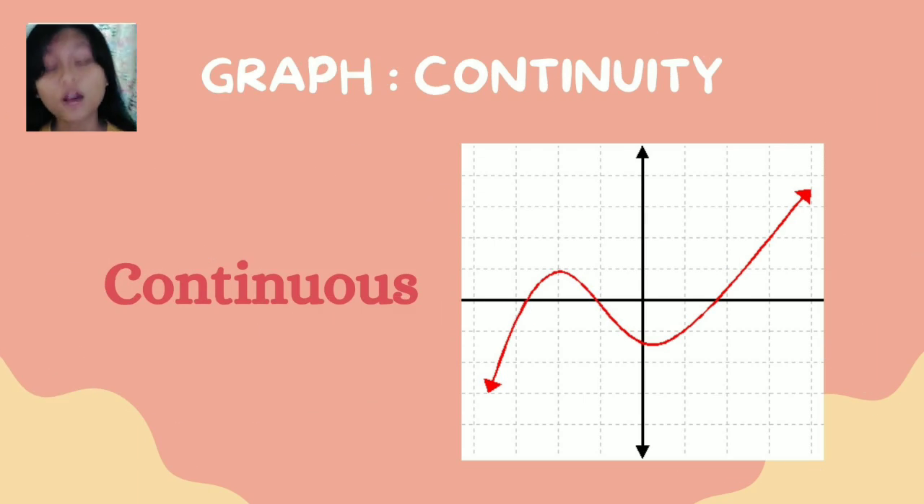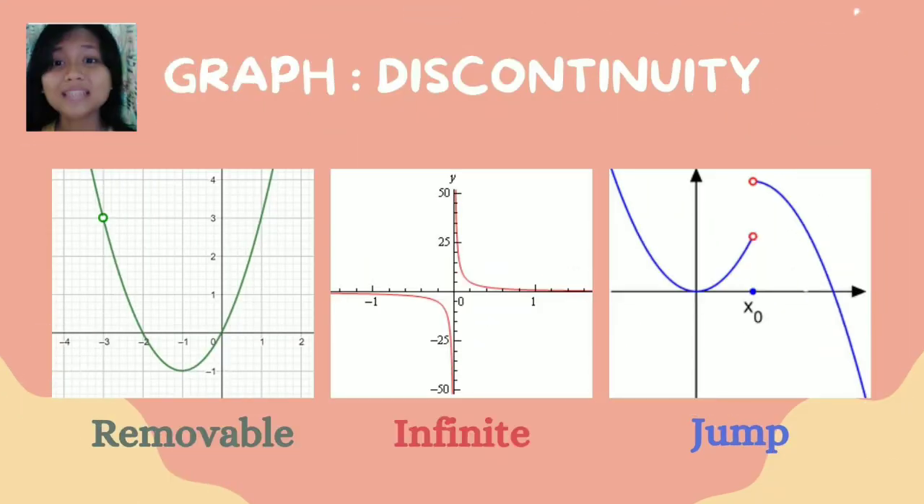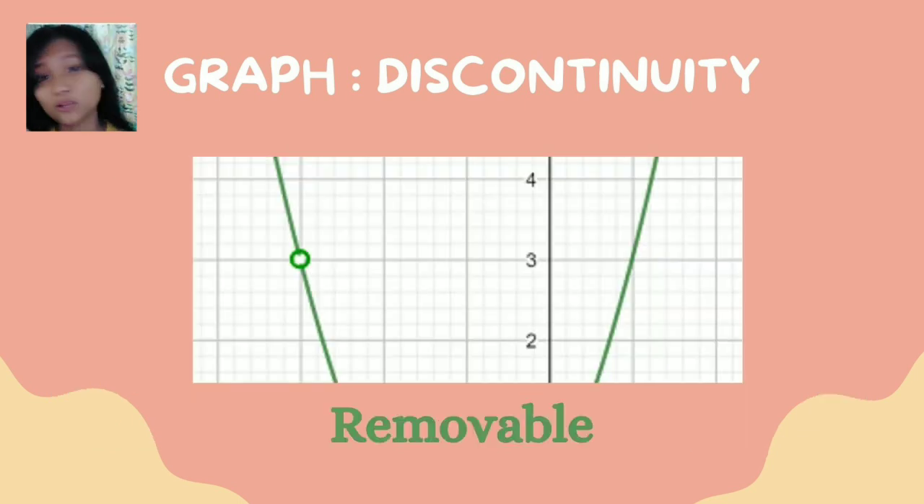This is an example of a continuous function. As you see, the line is continuous. There's no gap nor a removed point there. It's just a simple line. As I said earlier, there are three types of discontinuity. First, we have removable. As you see, it looks discontinuous since there's a hole that shows that a certain point in the function has been removed.